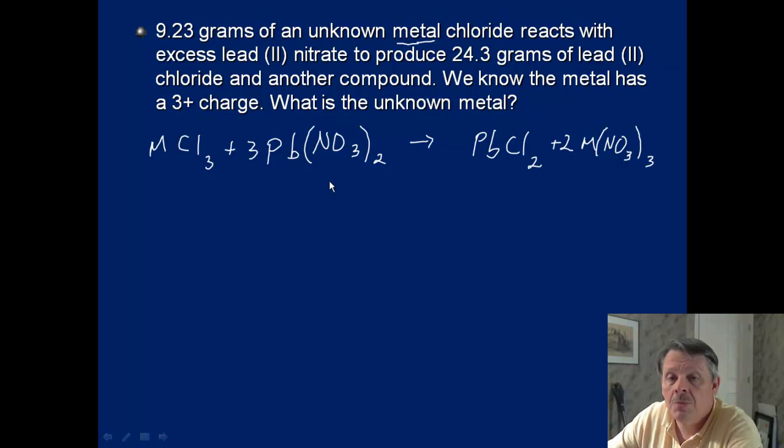So I balance my 3s and my 2s. Well, that means I've got 3 leads. That means I've got 6 chlorines and 2 metals. So I am now balanced. So here is my balanced chemical equation.